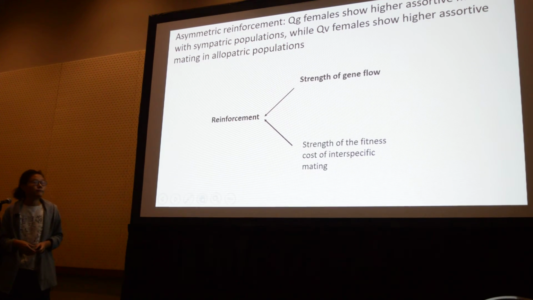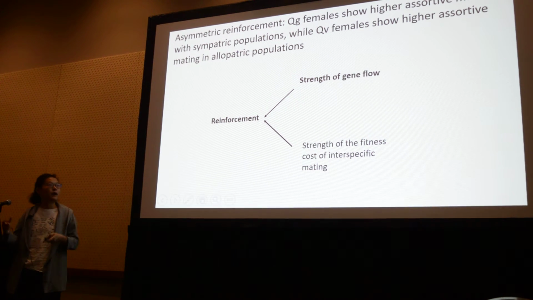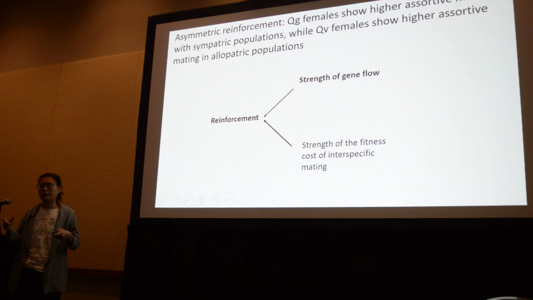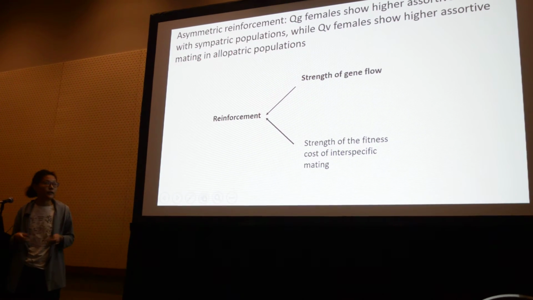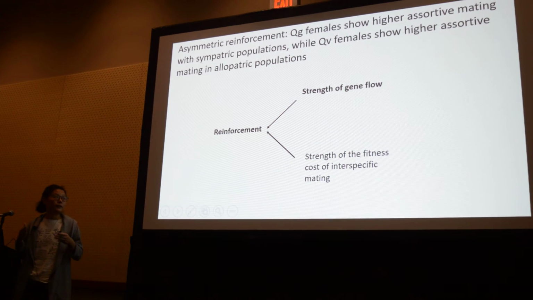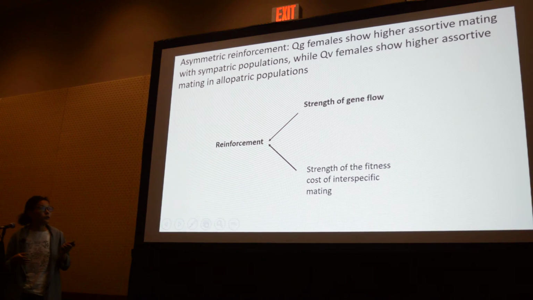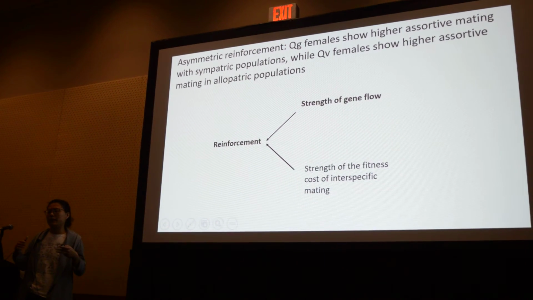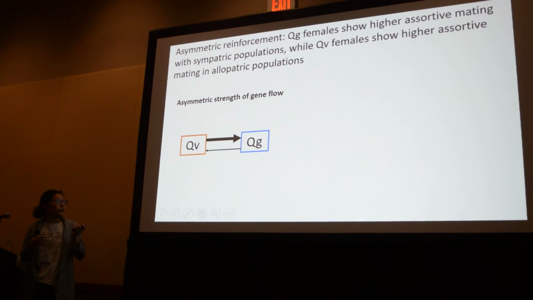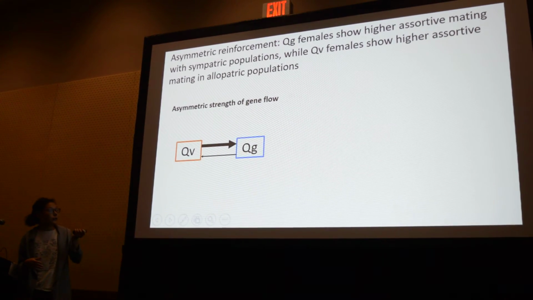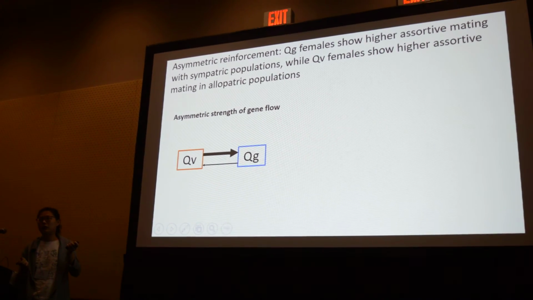The strength of reinforcement is determined by two factors. One is the strength of gene flow, the other is the strength of the fitness cost of hybrids. As I showed before, there's no asymmetry in the fitness cost of hybrids. So we're looking at whether there's an asymmetric pattern in the strength of gene flow, where we're expecting more gene flow coming from QV to QG than from QG to QV.